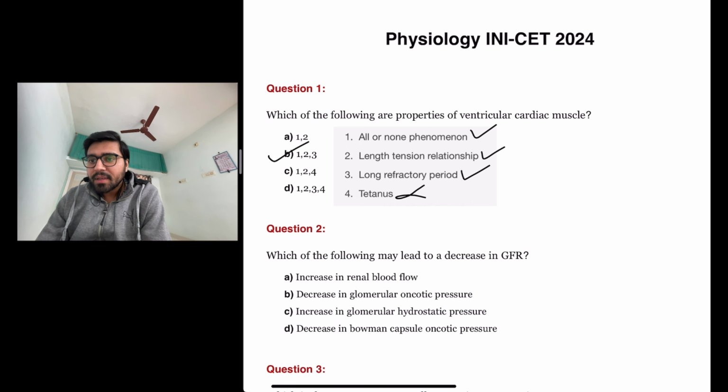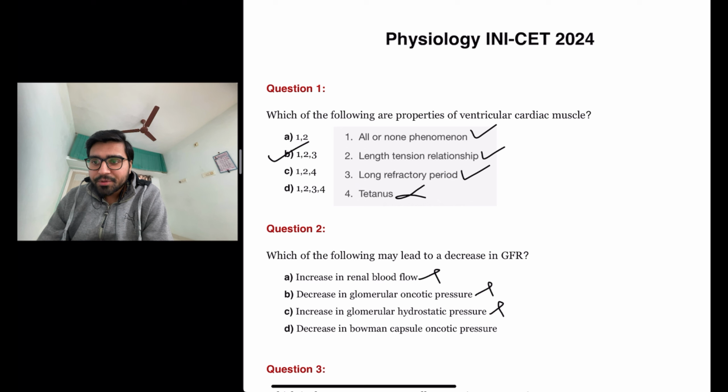The next question is, which of the following may lead to a decrease in GFR? So let us look at the options. Increase in renal blood flow. No, it leads to increase in GFR. Decrease in glomerular oncotic pressure. No, that also leads to increase in GFR. Increase in glomerular hydrostatic pressure. No, it also leads to increase in GFR because increase in hydrostatic pressure will lead to more filtration and more GFR.